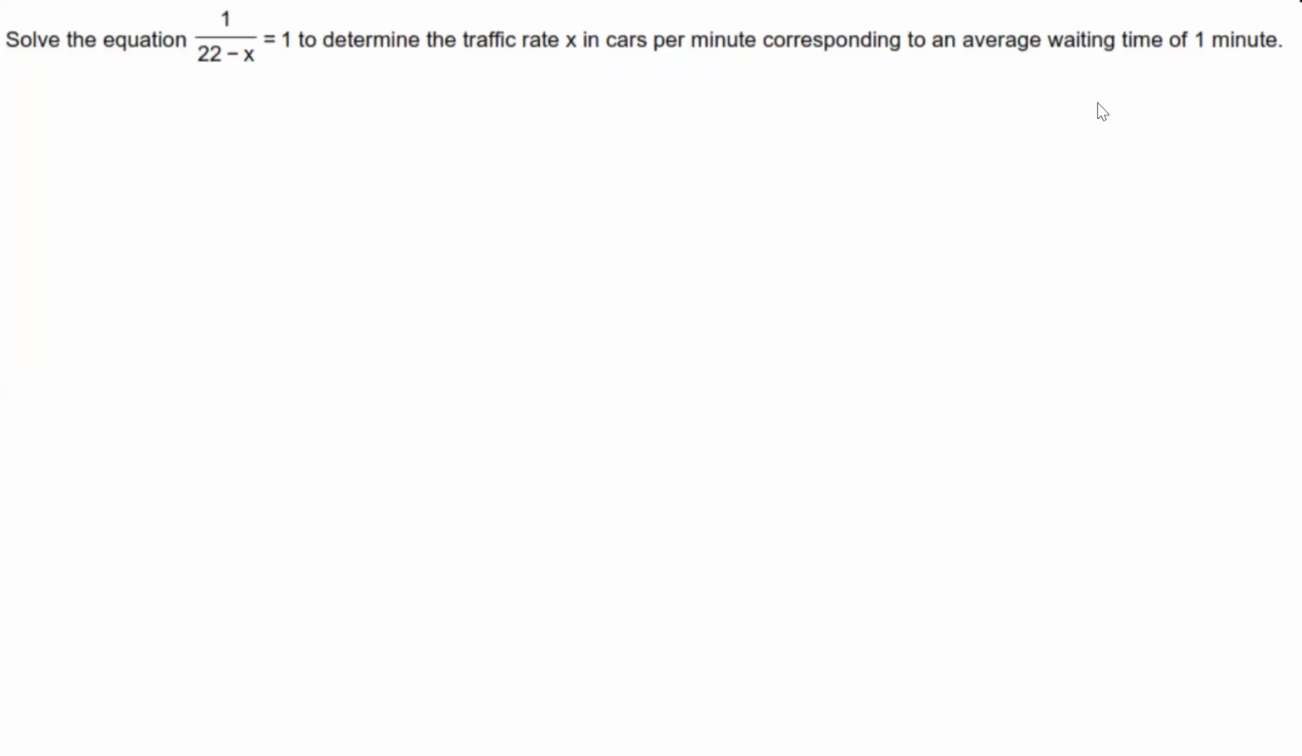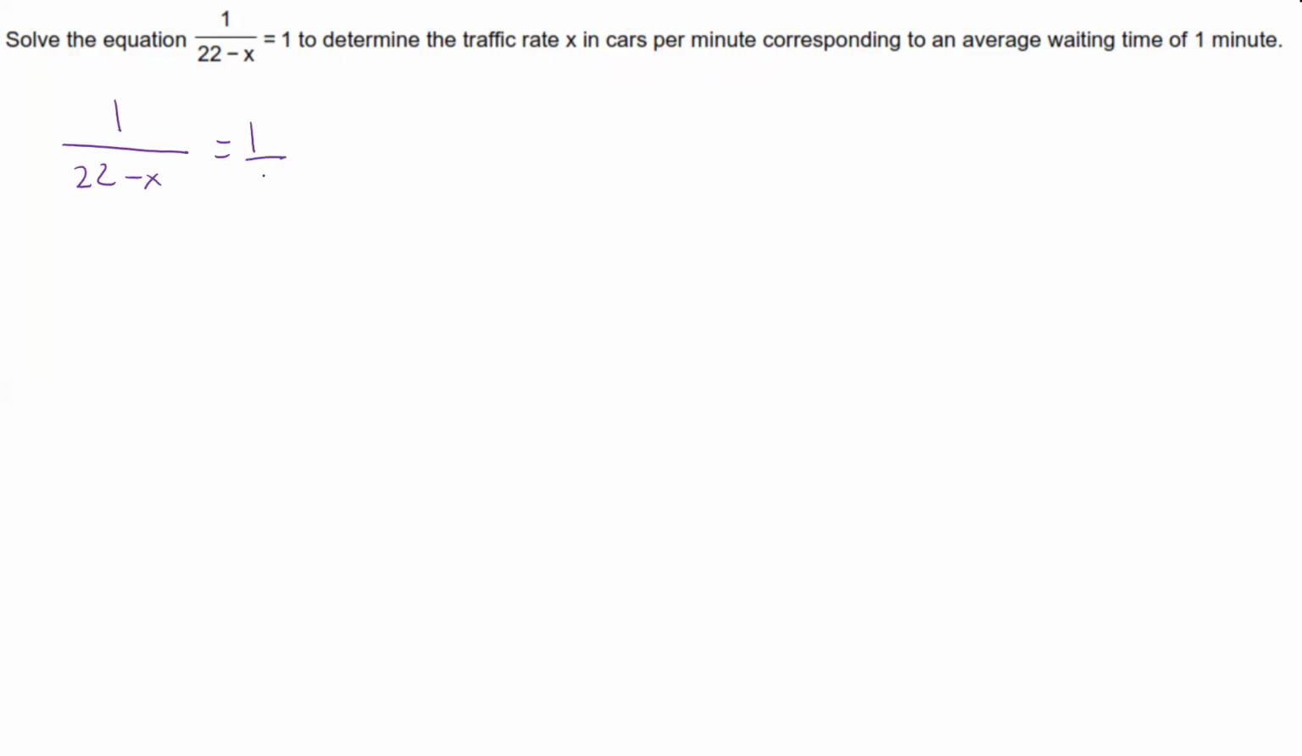All right, here we have the equation 1 over 22 minus x equals 1. And we're supposed to solve it for x, basically, to find the number of cars per minute corresponding to an average waiting time of 1 minute. All right, so let's rewrite this down here so we can actually work on it.